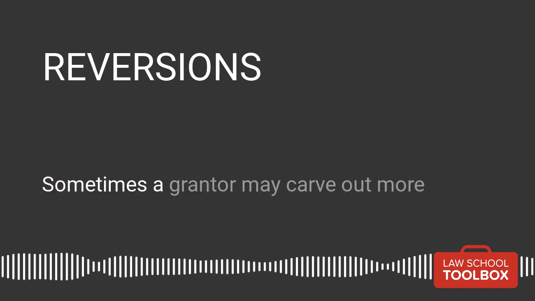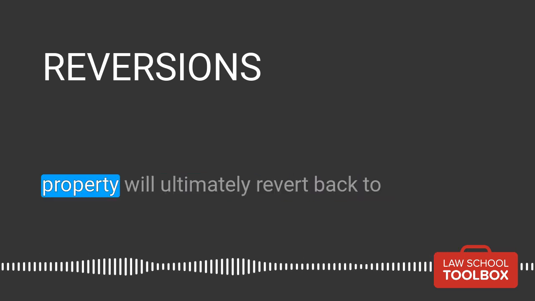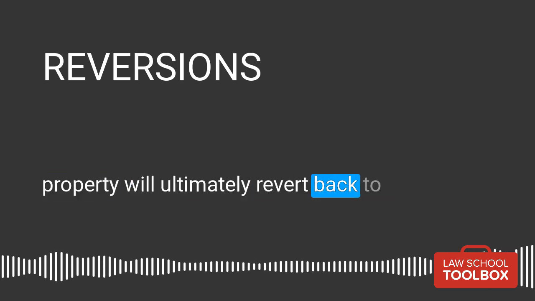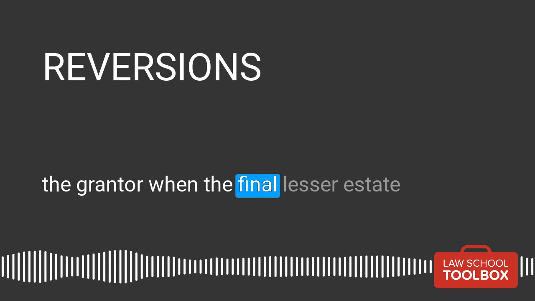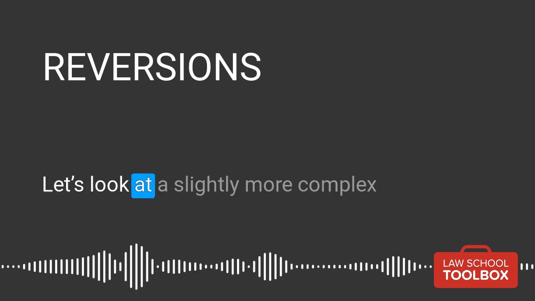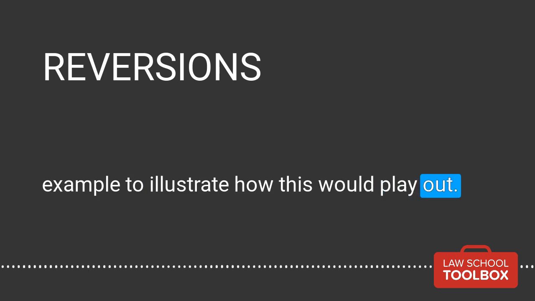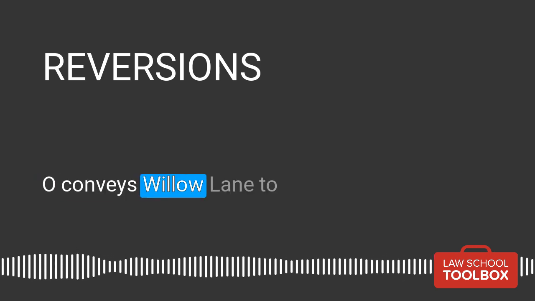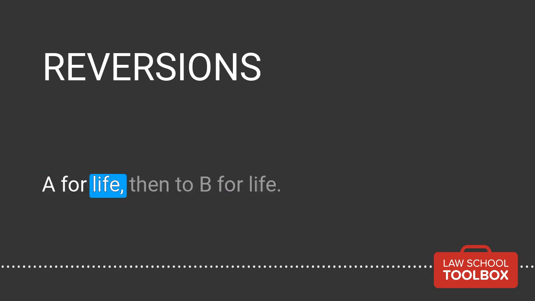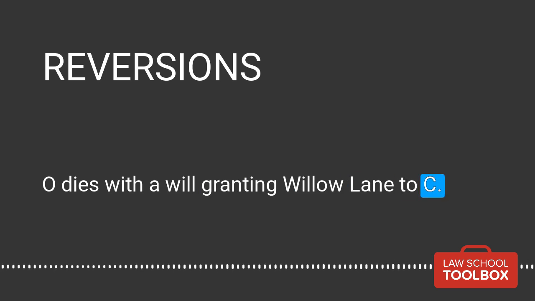Sometimes a grantor may carve out more than one life estate, but in the end, the property will ultimately revert back to the grantor when the final lesser estate expires, unless otherwise specified. So let's look at a slightly more complex example to illustrate how this would play out. O conveys Willow Lane to A for life, then to B for life. O dies with a will granting Willow Lane to C.